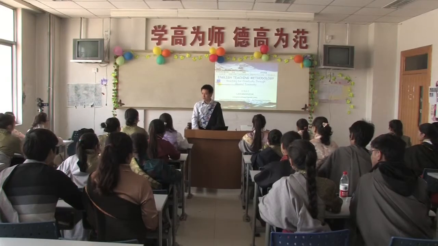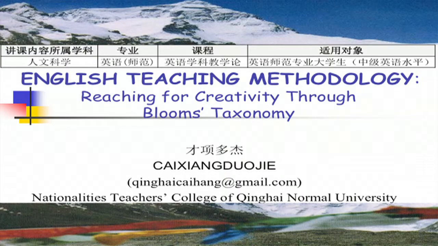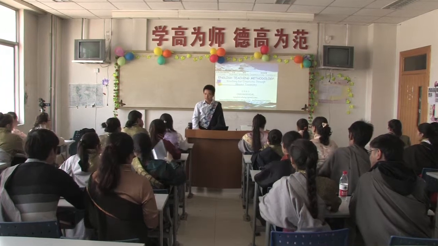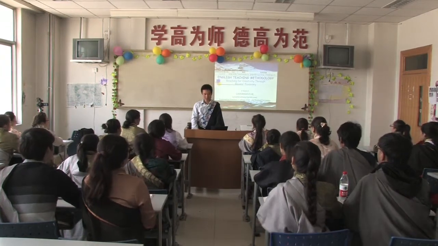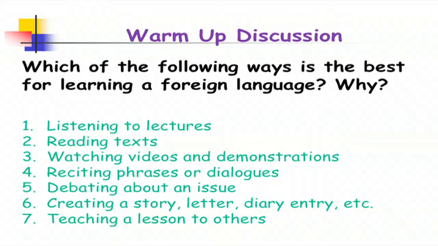Today's class will mainly be focused on using the learning process outlined by Bloom's taxonomy to develop lessons that include creative activities. This course is intended for college intermediate level English majors. The lesson will be divided into three main sections: a preliminary warm-up activity, a central lesson, and a follow-up activity. For the warm-up, discuss questions in groups.